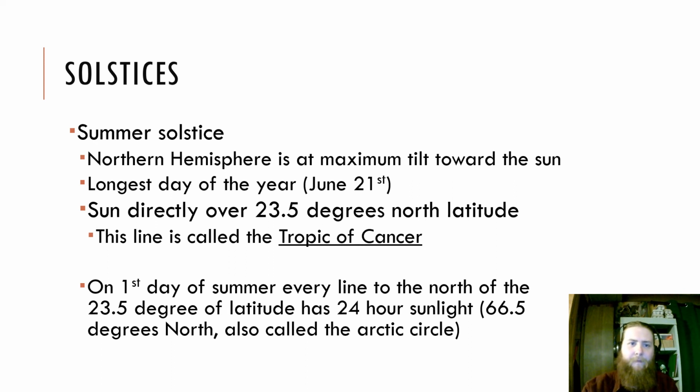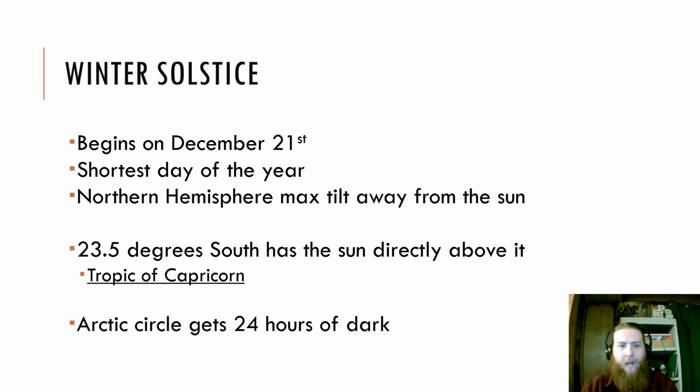On the other end, we have the winter solstice, which begins on December 21st, coming up only a couple months from now. It is the shortest day of the year, and the northern hemisphere is tilted away from the sun to the max. The 23.5 degree south latitude has the sun directly above it, and this is the Tropic of Capricorn. And during this time, the Arctic Circle gets 24 hours of darkness.